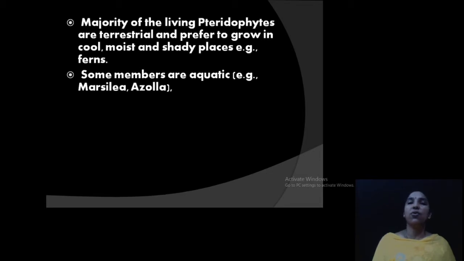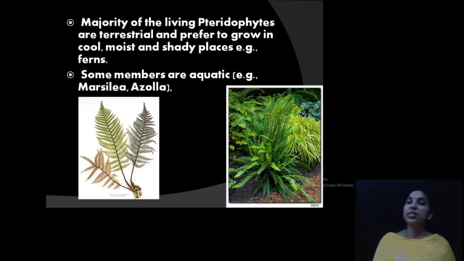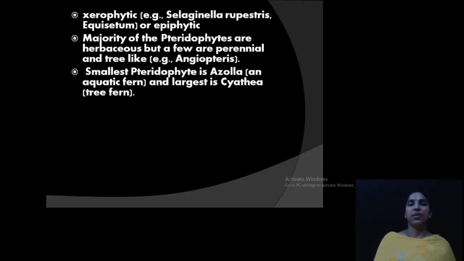Common farmers cultivate Azolla in their fields in water. Marsilea, I already told you, has small four-leaf-like structures seen in paddy fields. This is a terrestrial habitat. These types you can see, I think it is common to you. This plant is also very common, with the typical character of the ferns. And some ferns are xerophytic, for example Selaginella rupestris. Equisetum is also xerophytic.